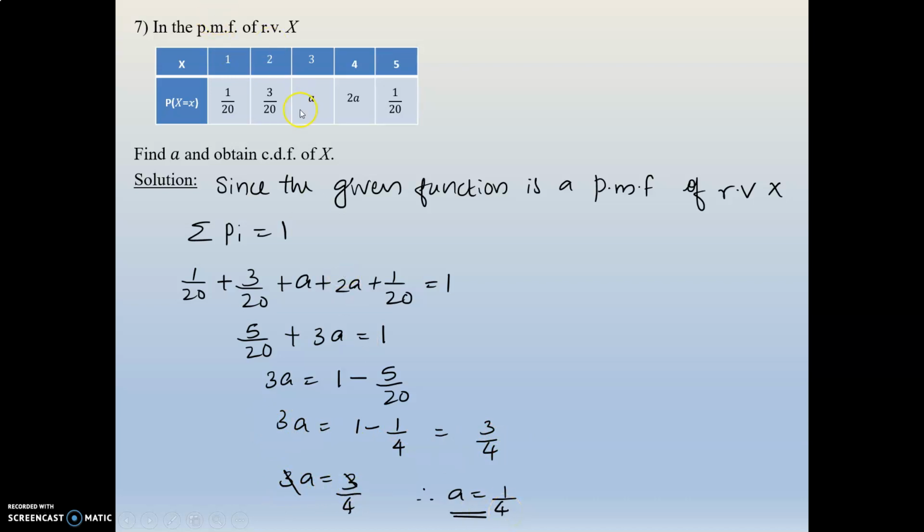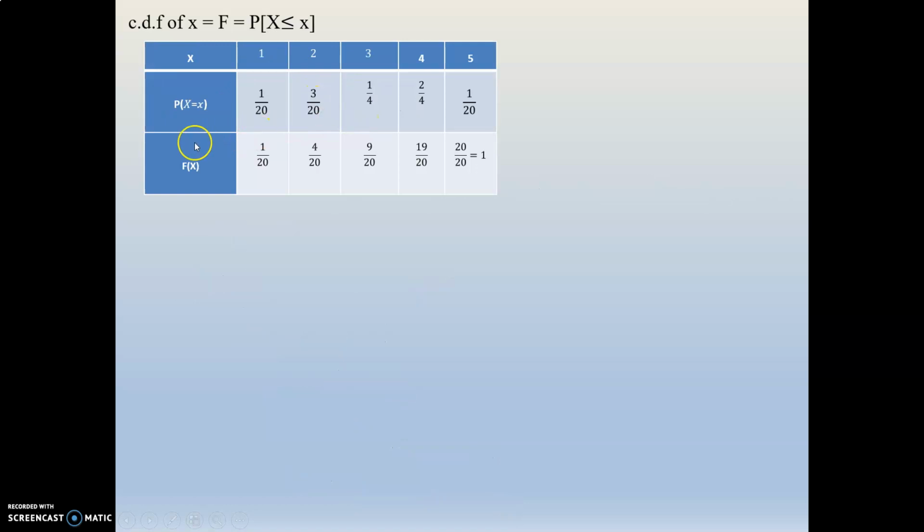So you can substitute this value here: 1 upon 4, 2 upon 4. Now you have to find the CDF, the cumulative distribution function, that is capital F of x. First value 1 upon 20. 1 upon 20 plus 3 upon 20 is 4 upon 20. 4 upon 20 plus this is 9 upon 20, and then 10 upon 20 more gives 19 upon 20, plus 1 upon 20, that is 20 upon 20. This is the cumulative distribution function.